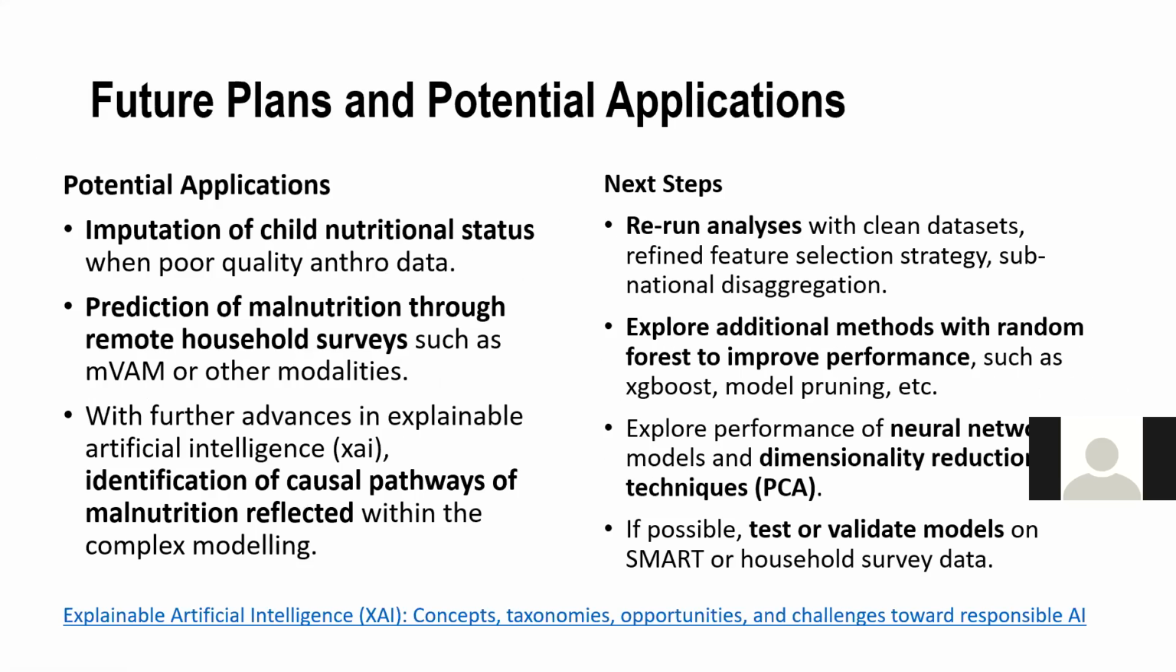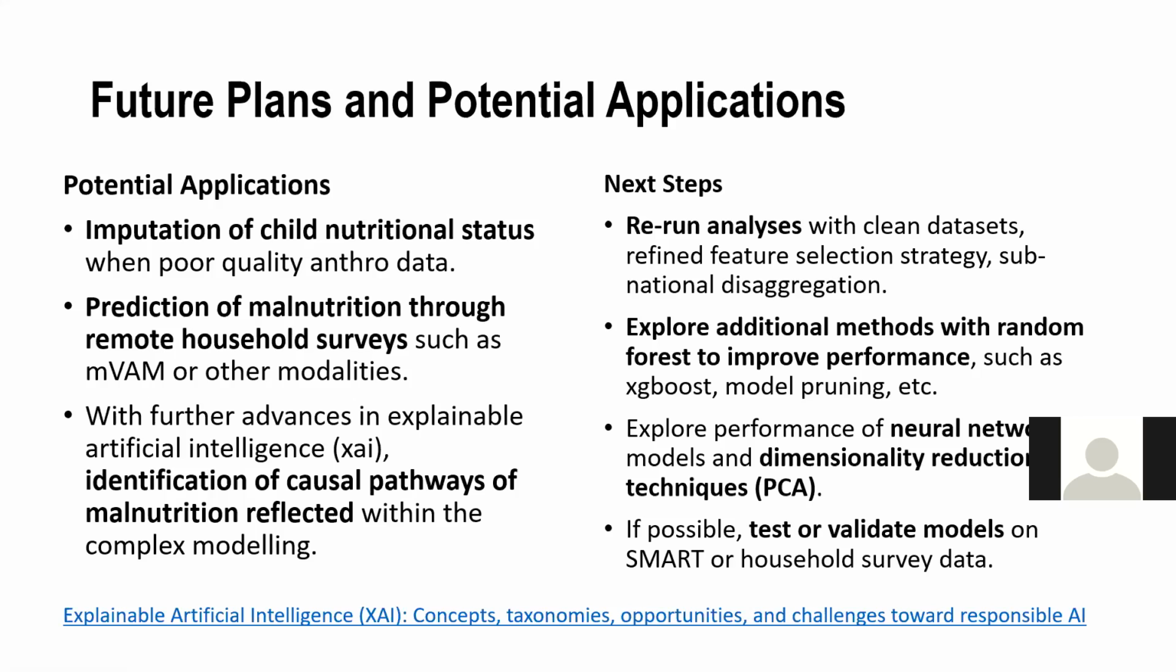Okay, potential application: imputation of child nutritional status. When you have poor quality anthropometric data, you can use this model. I strongly believe that in the South Sudan context, if we continue to collect the same information in other FSNMS rounds, a time will come when this model will give you results very near to SMART surveys, because the beauty of machine learning or artificial intelligence is that it learns with the passage of time. So if we have a good data set in future, it will give us quite good results.